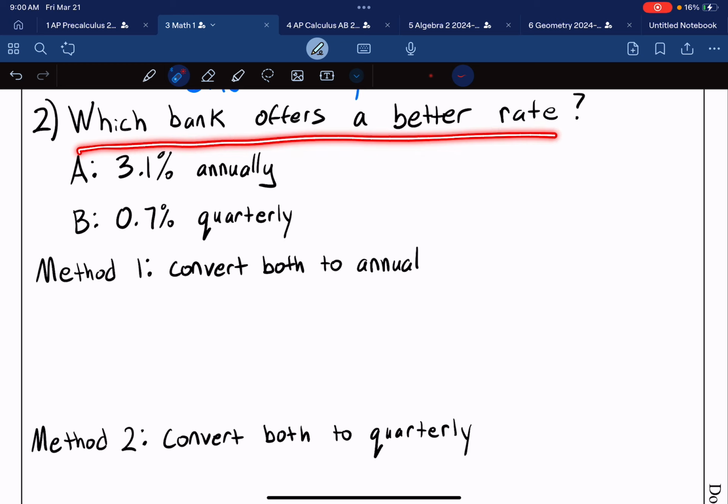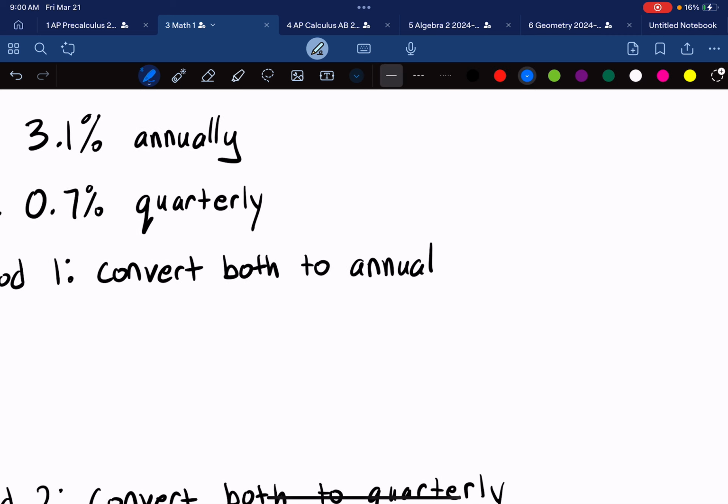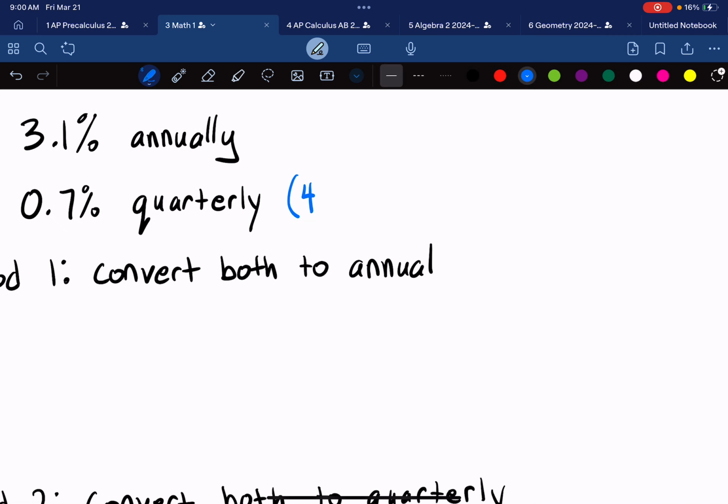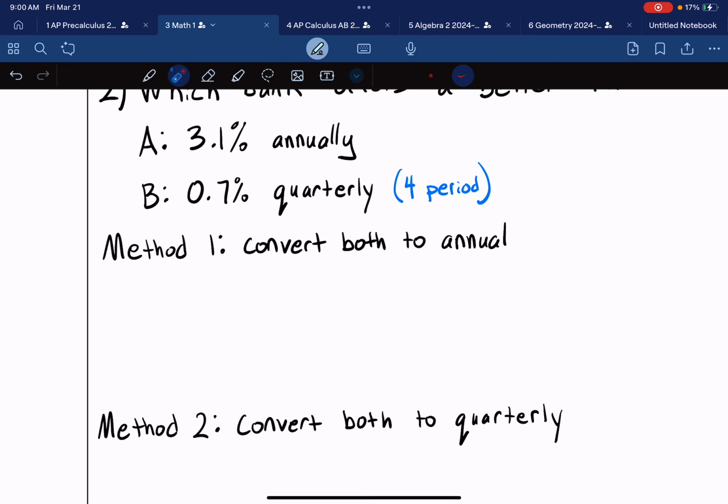Which bank offers a better interest rate? Is it 3.1% annually or 0.7% quarterly? Quarterly, by the way, is a way of saying 4 periods in a year. So you get 4 compound interests in that 1 year, and annually you only get 1, just at the very end of the year. So there are 2 different ways of solving this, and the textbook shows both of those ways, and I would like to show both of those ways.